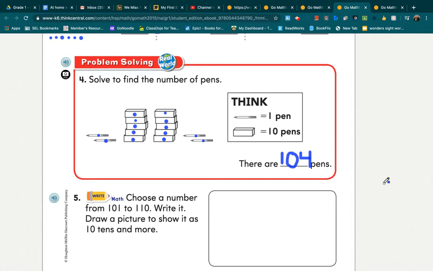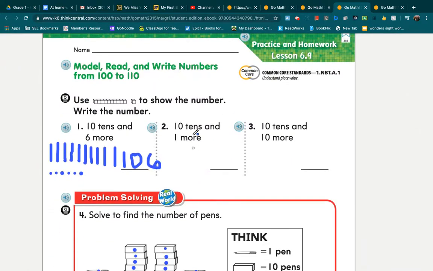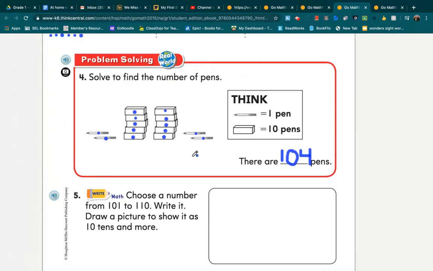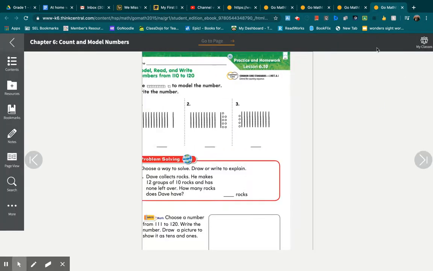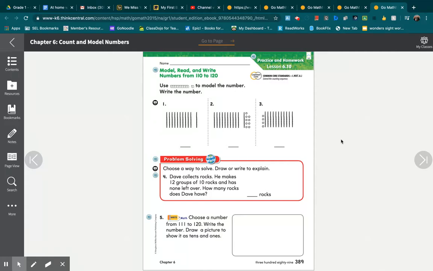Number 5 says, choose a number from 101 to 110. Write it. Draw a picture to show it as 10 tens and more. Okay, so what they want you to do is pick a number. After you pick your number, you're going to show it like this. You're going to draw a quick picture to show how many groups of 10 it has and how many ones, okay? So I'm going to have you guys pick that number on your own as your challenge problem. And you're going to do it very similar to how you did these up here. And we're going to move on to the fourth and final homework review page.